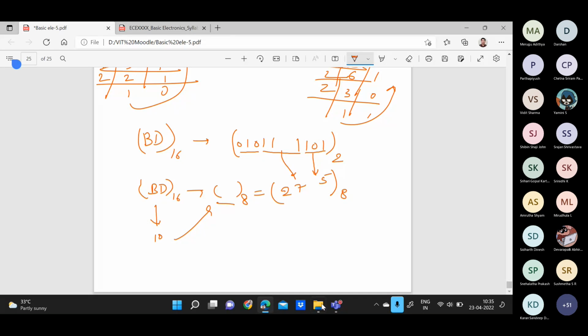Now I'm telling you about the complements. One minute, I'm opening a new PDF. Up to that time you do one thing. You take one example and try to solve this one. You have 12 in decimal, convert into binary form, convert into octal form, and convert into hexadecimal. That is your question, try to solve it. Till that time, I'm just opening my new PDF. You note down 12 in decimal, you need to convert into binary, octal, and hexadecimal.